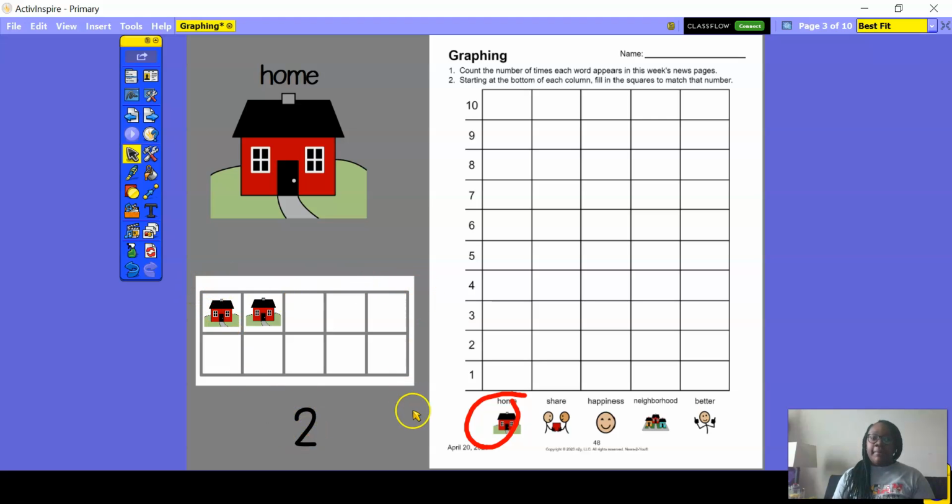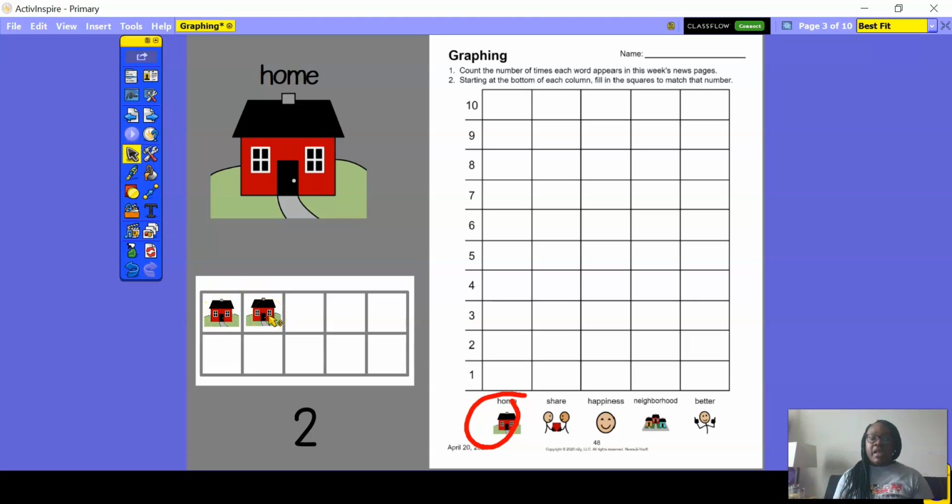And so here I made a tens frame just to keep the data a little organized. The kids are familiar with tens frames and how we use them and the way that we count. So when you count in a tens frame, you always count from left to right. And so because there were 2 times that the word home was mentioned, I put 2 in our tens frames.